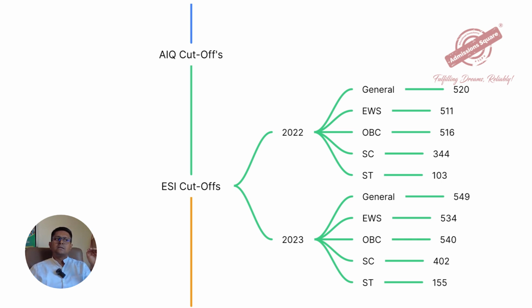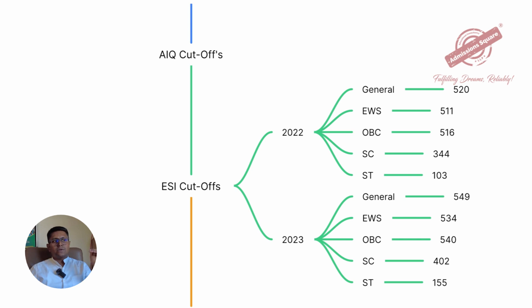In these, the general category student of 2022 got a seat with a last cutoff of 520, whereas in 2023 it went high to 549. EWS in 2022 was at 511, and EWS in 2023 is 534. OBC was 516 in 2022, and in 2023 it came as high as 540. So you can see the difference of 24 marks.